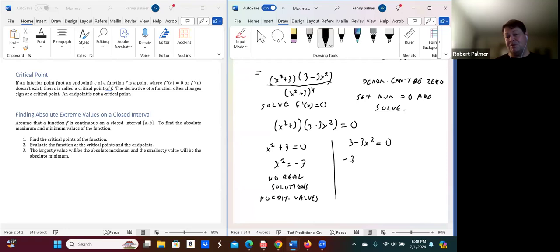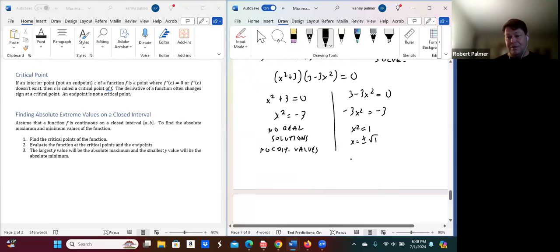Now over here, that's not the problem, as we'll see. Subtract 3 from both sides. We have negative 3x squared is equal to negative 3. Divide both sides by negative 3. We get x squared is equal to 1. This will give us real solutions. Remember, x is equal to plus or minus the square root of 1, and that's just x equals plus or minus 1. Those are our critical values. We have 2.